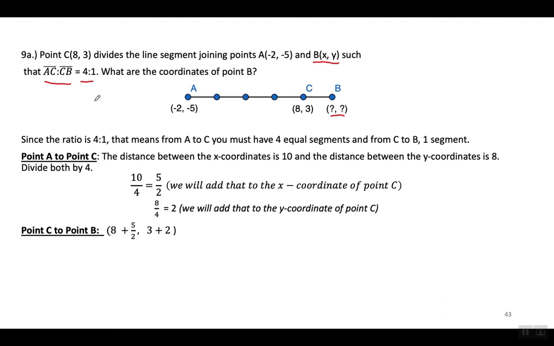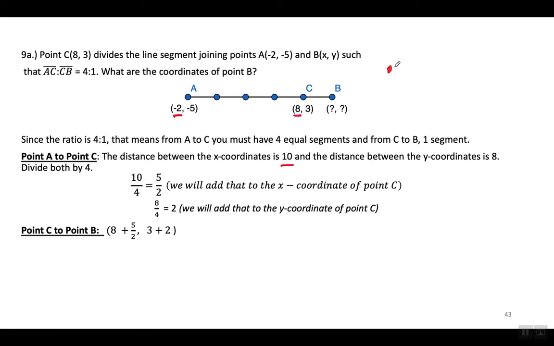Alright, so look how you do it. Since the ratio is 4 to 1, that means from A to C, you need to have 4 equal segments, and from C to B, 1 segment. From point A to point C, the distance between the x coordinates is 10. Look at the x coordinates. They go from -2 to +8.